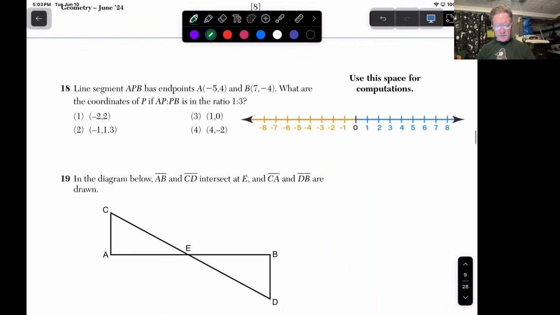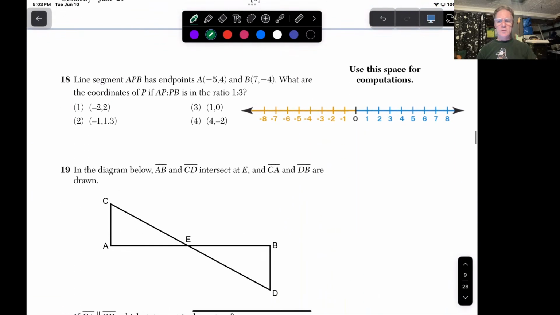Number 18. I like graphing these problems. If you just sketch it out on the Desmos graphing calculator if you have access to that, or you can just sketch it on graph paper, that's fine too. But here's a little tip for those of you trying to solve it a little faster.